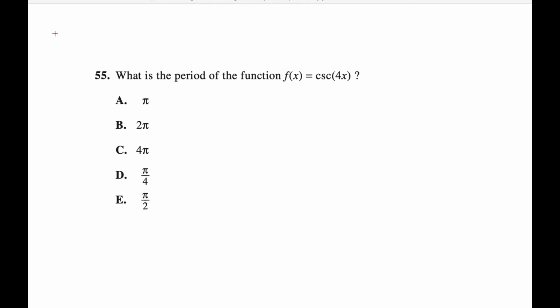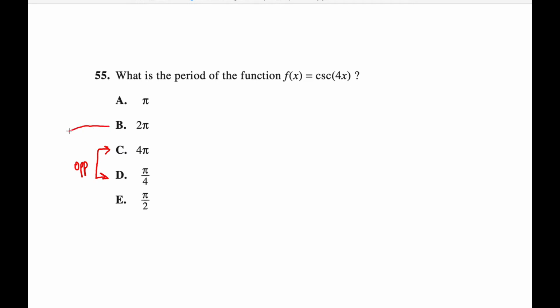Question 55 says, what is the period of the function f of x is equal to the cosecant of 4x? As answer choices, we have a bunch of expressions involving pi. And another thing that stands out is that these seem to be kind of opposite pairs here. So C and D are opposites in the sense that in C we're multiplying pi by 4, and then in D we're dividing pi by 4.